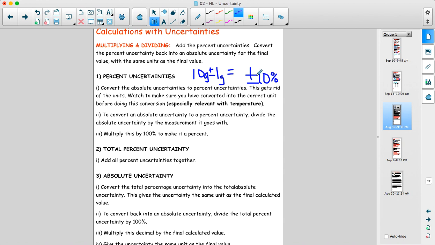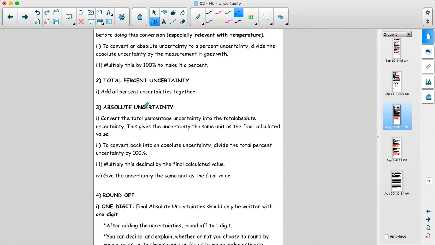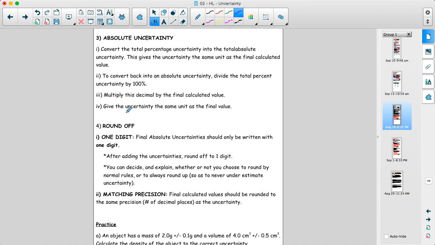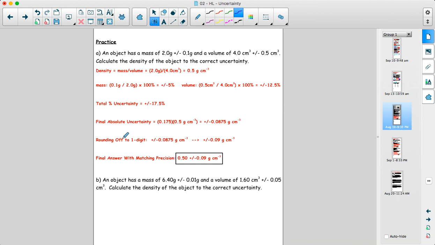Once I've done that for all the different measurements in my calculation, I can then just add all the percentages together, because now once they're percents, they all don't have a unit. I can put them together. And finally, once I'm at the final value, I will turn it back into an absolute uncertainty, and I'll follow those same rounding rules. So here's an example that's worked out. If you have an object with this mass, 2 grams, plus or minus 0.1 grams, and a volume of 4 cm cubed plus or minus 0.5 cm cubed, calculate the density.